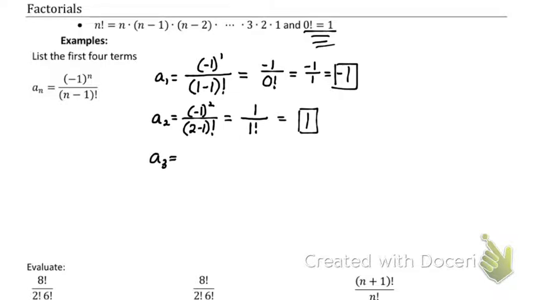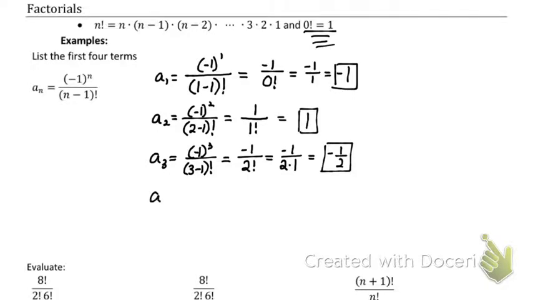All right, a sub 3 would be negative 1 cubed all over 3 minus 1 factorial. Negative 1 cubed is a negative 1. Negative to an odd exponent makes it negative. In other words, it's negative 1 times negative 1 times negative 1. Three negatives mean it stays negative. So we have negative 1 over 2 factorial. We can look at it as being 2 times 1. Well, that's going to equal negative 1/2.